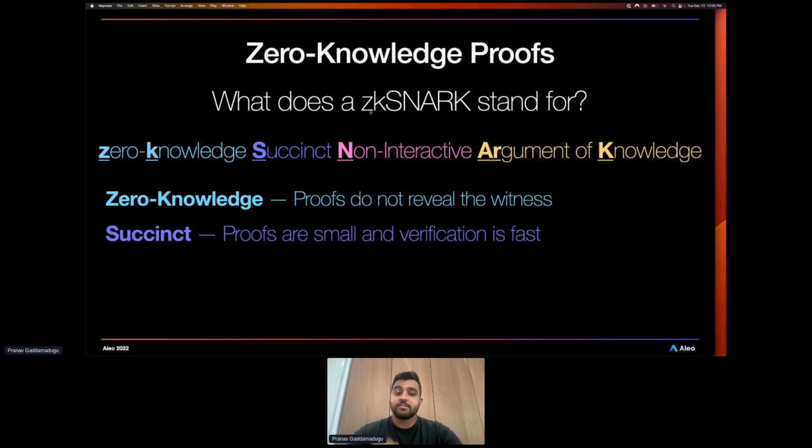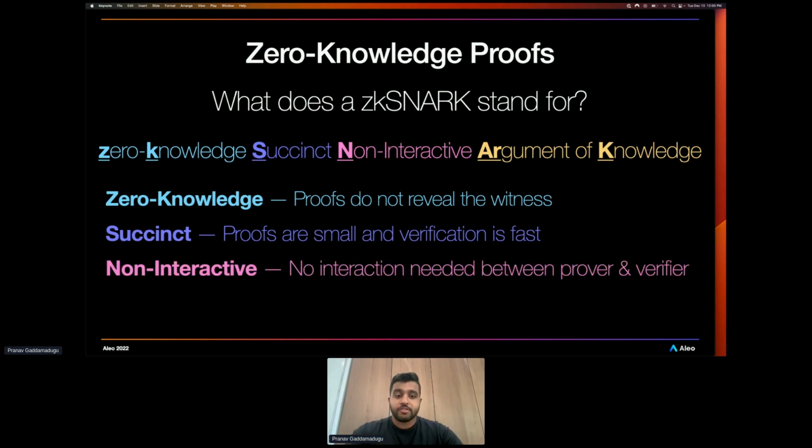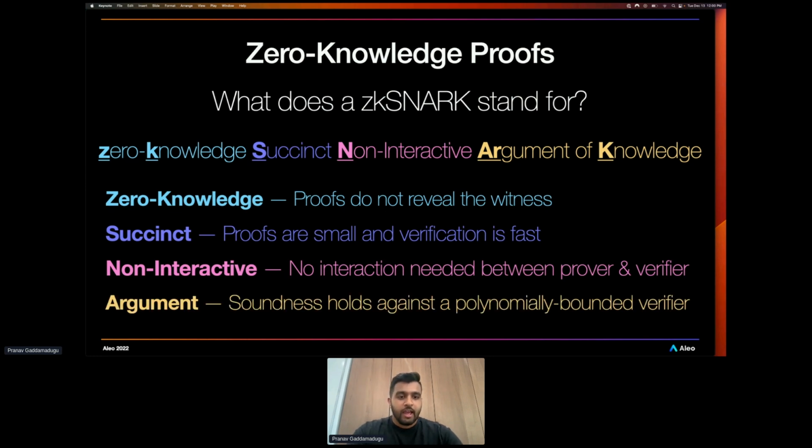The proof is succinct, meaning that it's small in size and verifying it is fast. The proof is non-interactive, like we discussed. The prover and verifier don't need to be online and exchange messages back and forth to perform verification. And the proof is sound. And this is a technical requirement, but at a high level, it means that any statement that can be proven true by the proof system is actually in fact true.